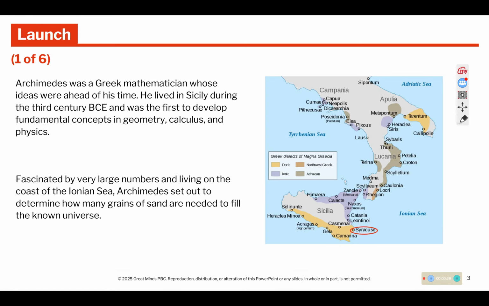Archimedes was a Greek mathematician whose ideas were ahead of his time. He lived in Sicily during the 3rd century BCE and was the first to develop fundamental concepts in geometry, calculus, and physics. Fascinated by very large numbers and living on the coast of the Ionian Sea, Archimedes set out to determine how many grains of sand are needed to fill the known universe.